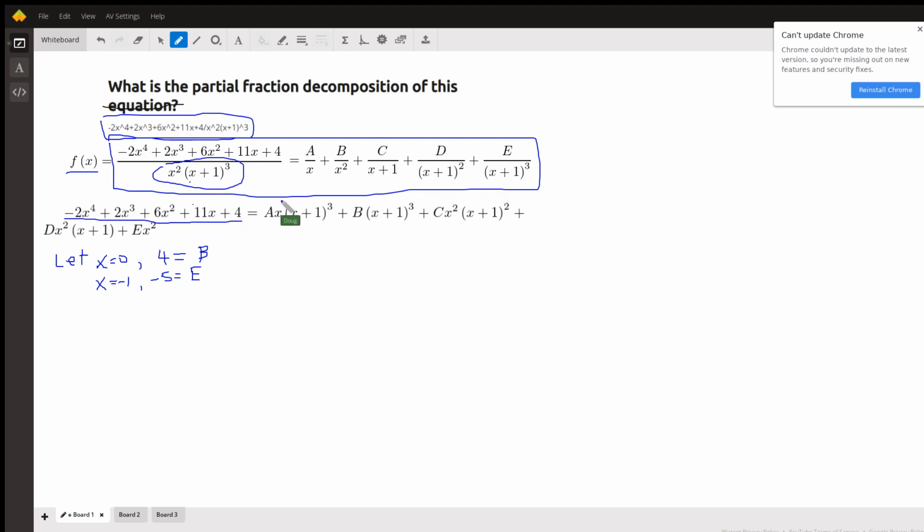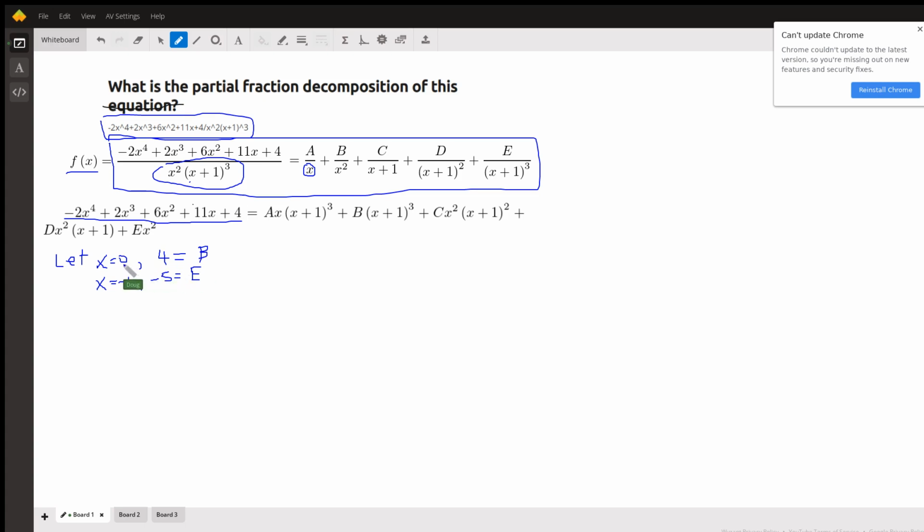equals, and as we multiply the LCD times each term, these denominators cancel out. So you can kind of look at the LCD and see what factors remain. And this does continue down here, plus dx squared times x plus 1 plus ex squared. Okay, now here's a little trick you can do to simplify the system of equations you're going to end up with if you equate coefficients.